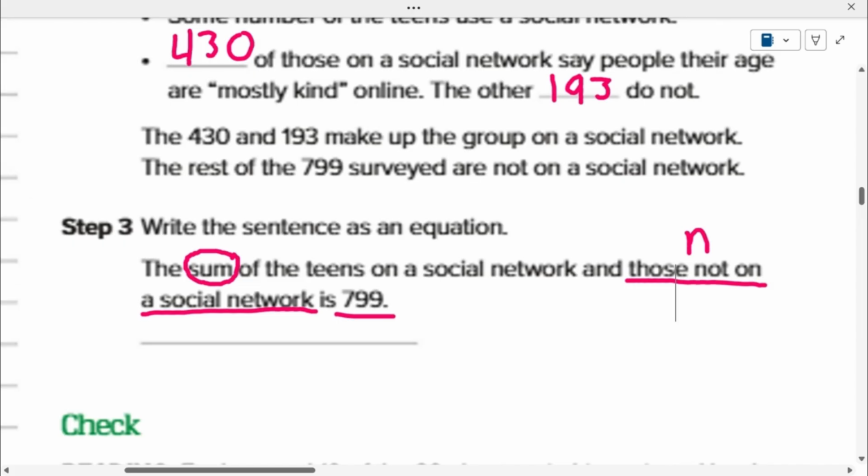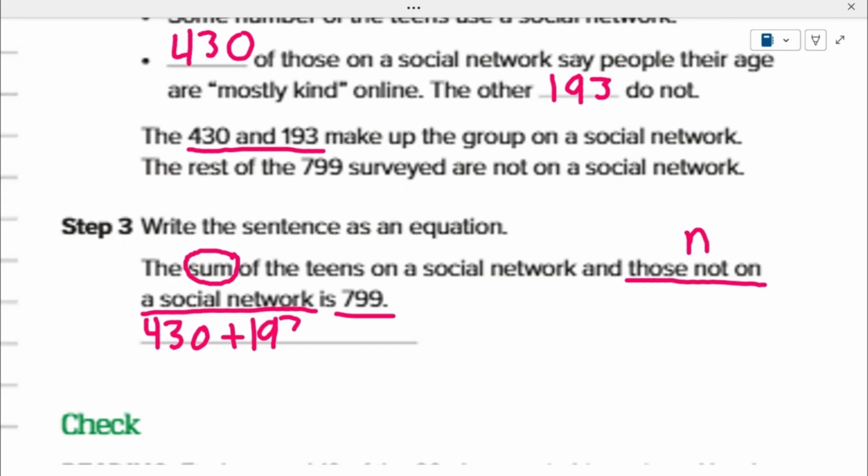Okay, so the sum of teens on a social network, which is, let's see, this. So we're going to have 430 teens plus 193 that are on a social network. And then sum represents addition. So this whole thing, we're going to add it to the number of teens not on a social network, which is N, representing that whole thing with just a letter, is, let's circle that, is represents equal to, is 799, or is equal to 799.